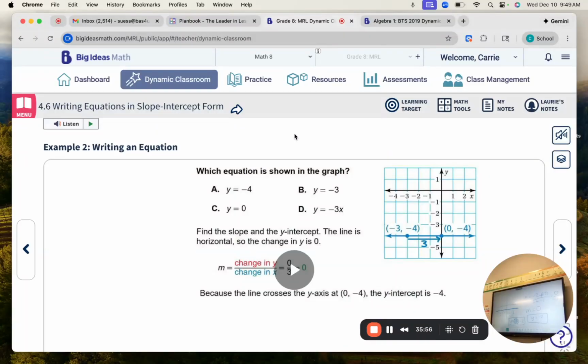Also, I could have looked at that and said, okay, it's a horizontal slope, so I just need y equals something. And then I look on the graph and go, I'm at -2, so I could have said A is my answer just by looking at it. You wouldn't have had to write anything.